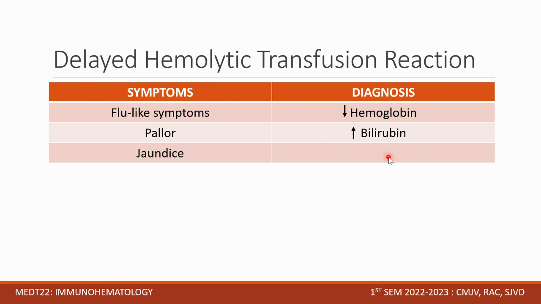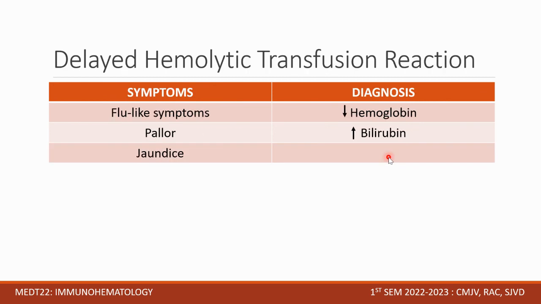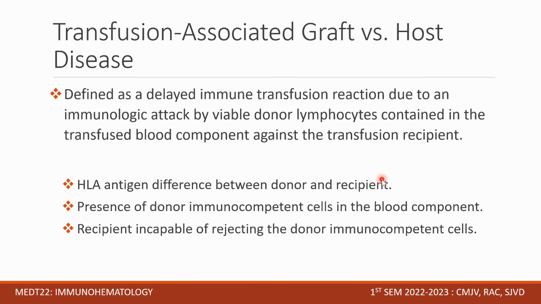We have delayed hemolytic transfusion reaction. For this one, it's delayed serologic transfusion reaction. This one is delayed hemolytic transfusion reactions. For the symptoms, you have flu-like, pallor, and jaundice. So you have pallor, so maputla si patient, decrease in hemoglobin, and then jaundice, increase si bilirubin. Okay. For this one, same treatment and prevention lang with the other one.